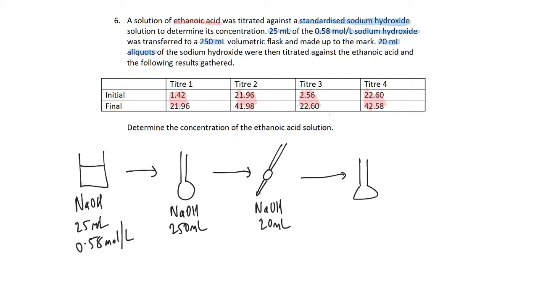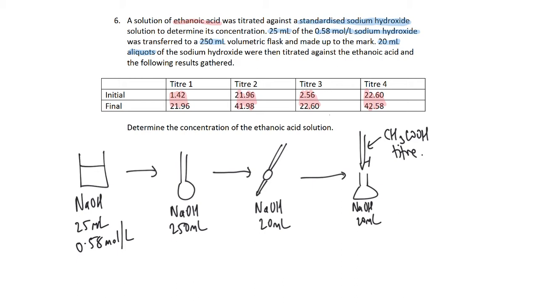Over the conical flask is the burette. Inside the conical flask is the NaOH, the 20 mL of a certain concentration, which we haven't worked out yet. And in the burette, we've got the ethanoic acid, which we know the titer volumes for from this table. So that's a visualization of it.